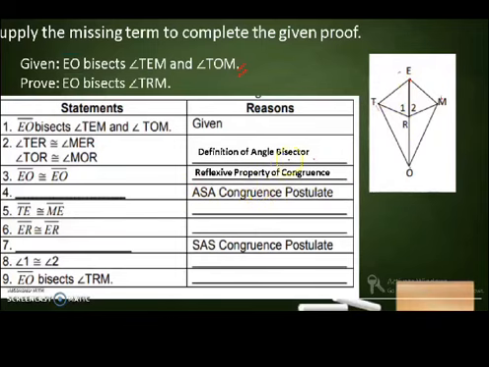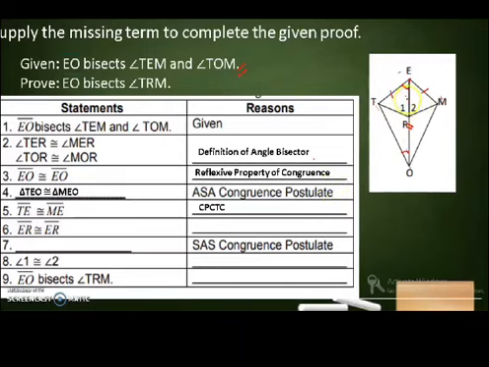And then we have formed another triangle. So we have now our ASA. We have formed an angle, the side, and another angle. So we have angle, side, angle. So we have triangle TEO is congruent to triangle MEO by ASA congruence postulate. Now we have TE is congruent to ME by CPCTC, or corresponding parts of congruent triangles are congruent.